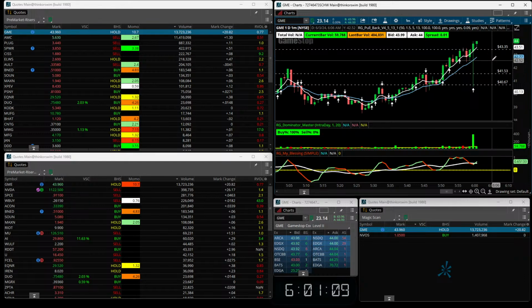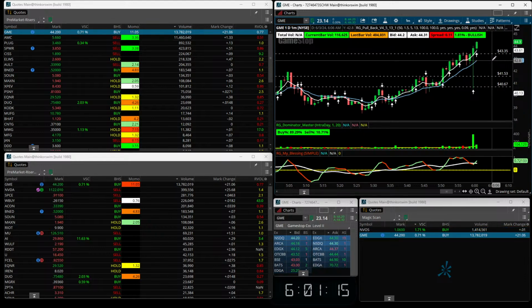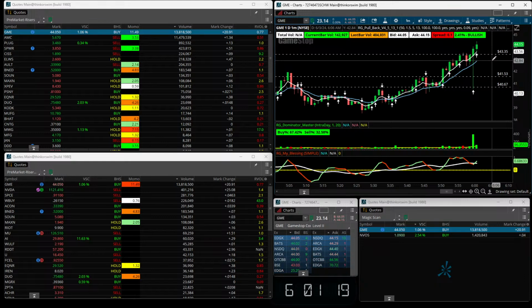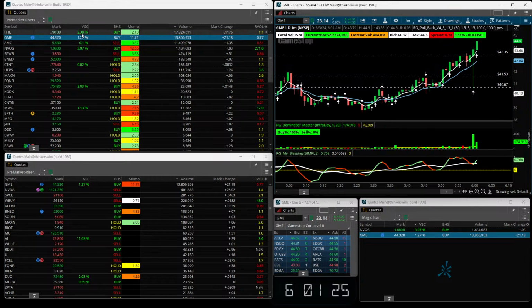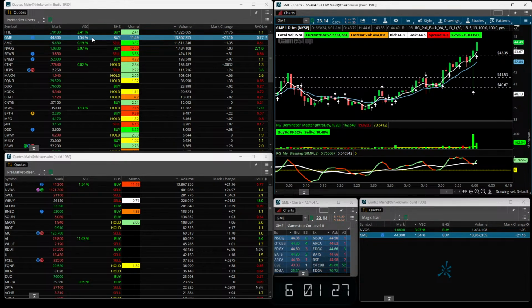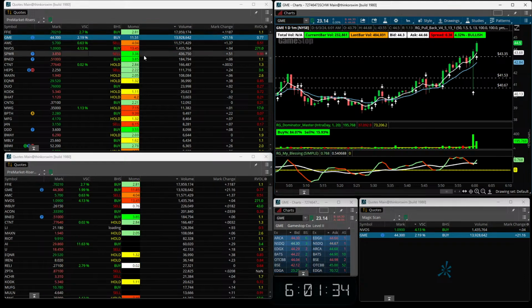Let's see where she goes. From 44 to 44.50 and rising. I'm watching these spikes here. They're continuing to climb. We have other stocks moving as well, but I'm more interested in GME at the moment.